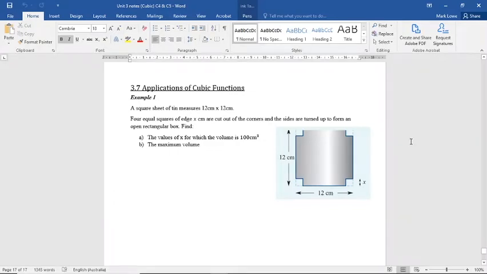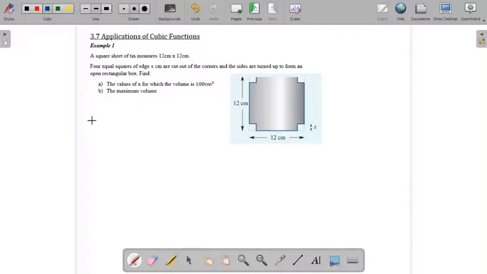All right, so what we're looking at now for the last thing in this unit is applications of cubic functions. We've got here our example and we'll look at working through that. We've got a square sheet of tin that measures 12 centimetres by 12 centimetres. 4 equal squares of edge x centimetres, so that's x by x, are cut out at each corner. And the sides then are folded up to form an open rectangular box.